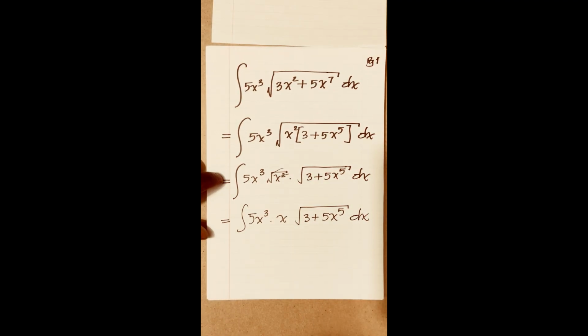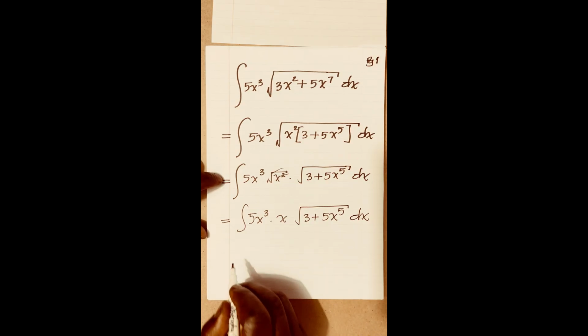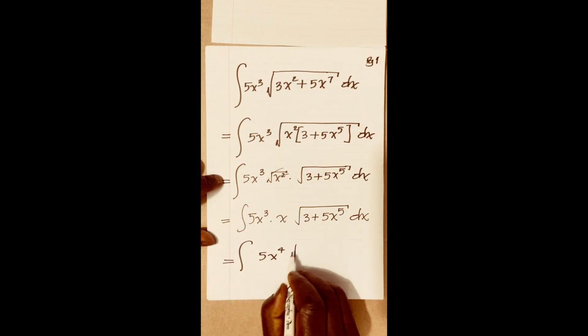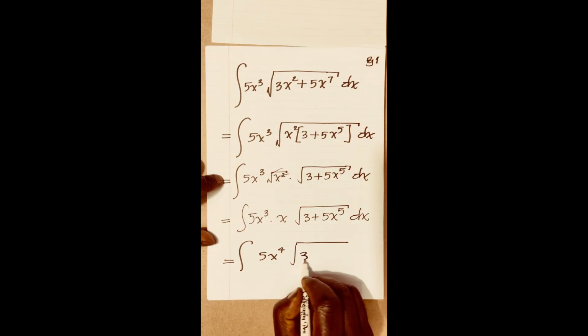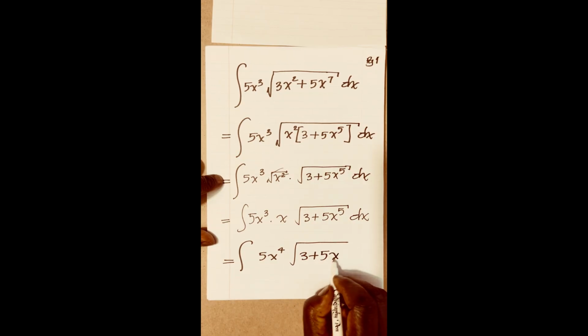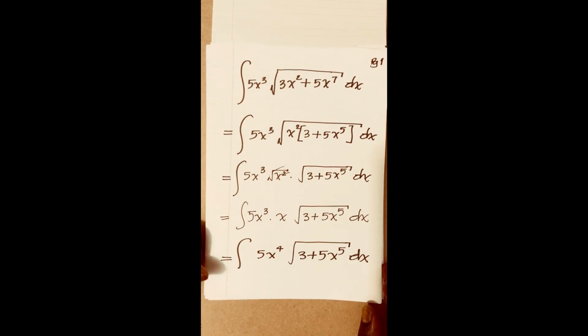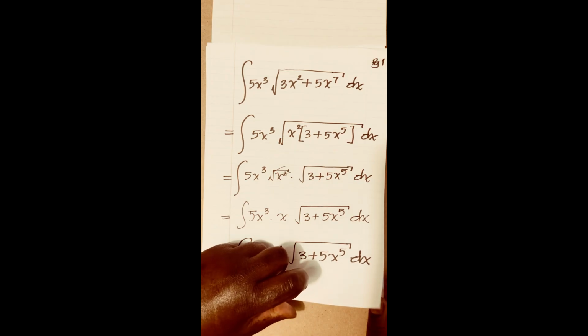Nice. Now simplifying this part here, you'll agree with me that this is the same as the integral of 5x power 4 times the square root of 3 plus 5x power 5 dx. Nice. Now I'm going to do something here. I'm going to combine this term and that term because I see now that we can use U-Substitution. I hope you can see it very clearly there. When you look at the expression under the square root sign, U-Substitution works perfectly now.